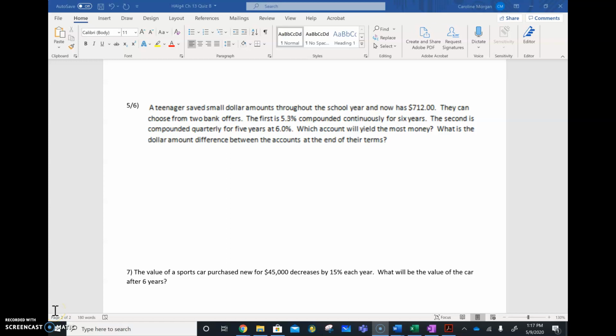All right, let's look at 5-6 here. So a teenager saved small dollar amounts and now has $712. They can choose from 2 different bank offers. So here's offer 1. Account 1 has 5.3% compounded continuously for 6 years. The second one compounds quarterly, n equals 4, for 5 years at 6.0%. Which account yields the most money?